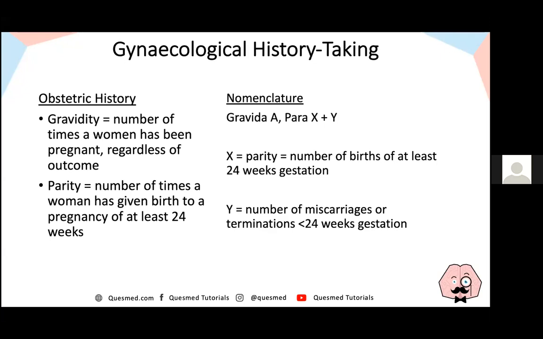So the way it's normally written is gravida A, para X plus Y, where A is the number of times the person's been pregnant, X is the number of times they've given birth to a viable fetus, and Y is the number of miscarriages or terminations below 24 weeks. So that can be a bit confusing. So I would recommend revising the nomenclature of obstetric history.